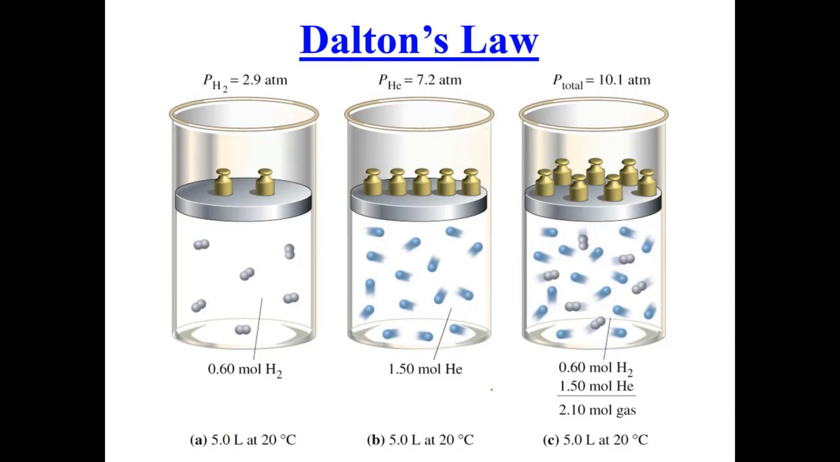All right. So if you have 0.6 moles of H2 at 2.9 atm, and 1.5 moles of He at 7.2 atm, and I combine those moles of gas into the same container, I end up getting 10.1 atm. Notice that the volume and the temperature stay the same. If you did P1 over n1 is equal to P2 over n2, you'd find that it does have that same valid proportion.